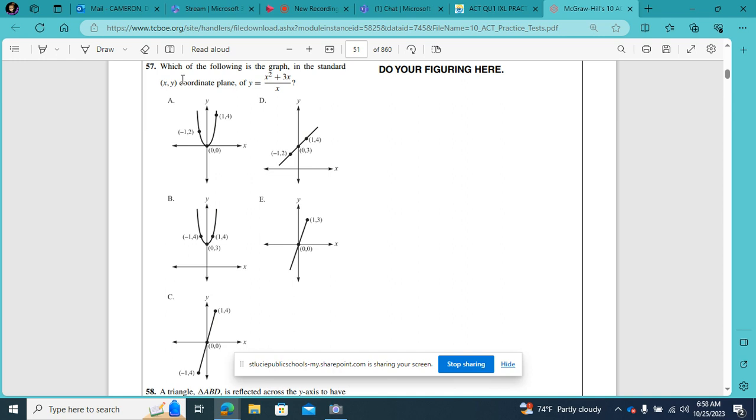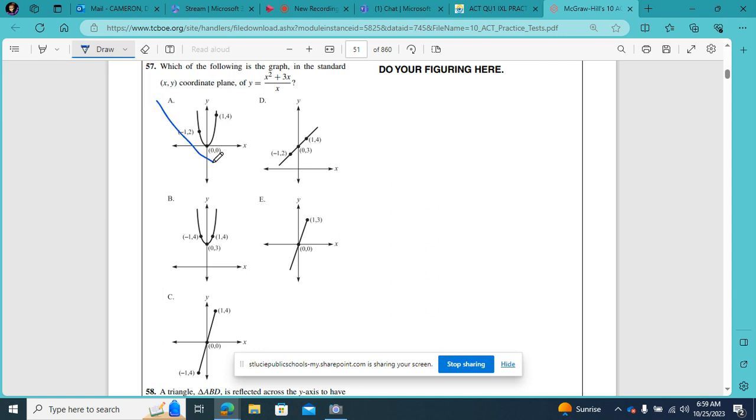Now to graph number 57, you can just go straight to the y equals button. And to put in that fraction, it's alpha f1, 1. And on top, x squared plus 3x over x. Then you can press graph. And we can immediately see that this graph is of a straight line.